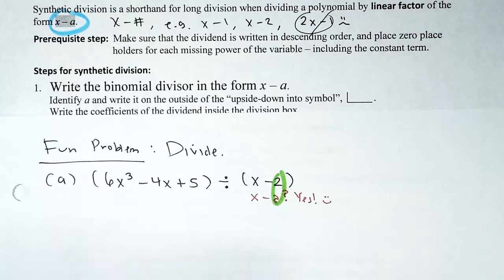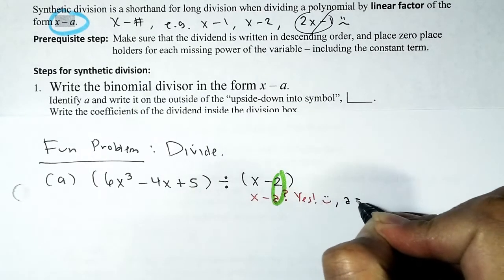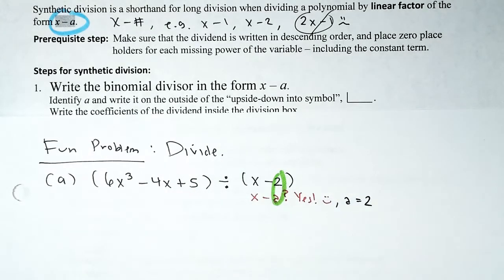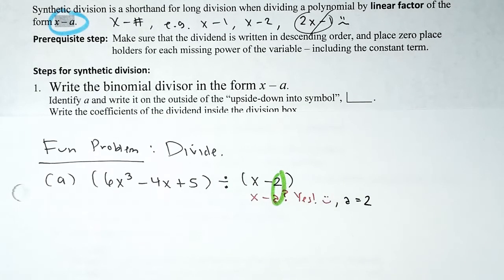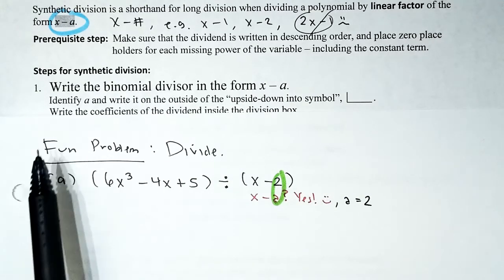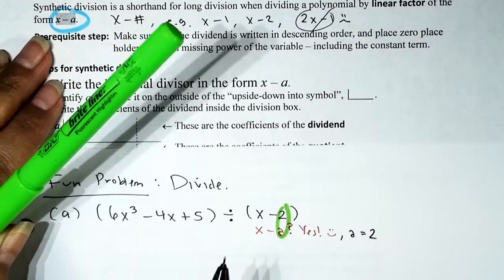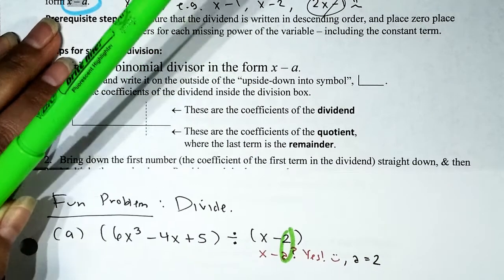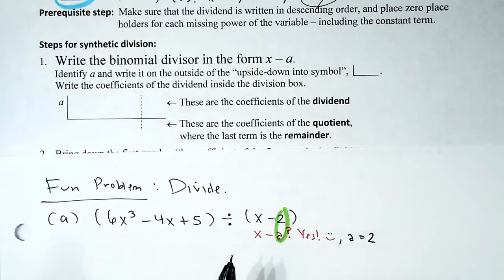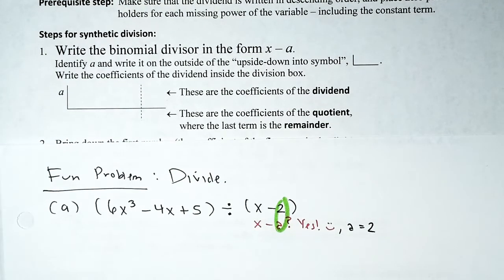Let me write it out: a equals 2. How are we going to prep this up? Step 1, identify a, and step 2, prep up for synthetic division. I'll just leave it right there and speak to you, because if I read it to you, it's going to throw me off.